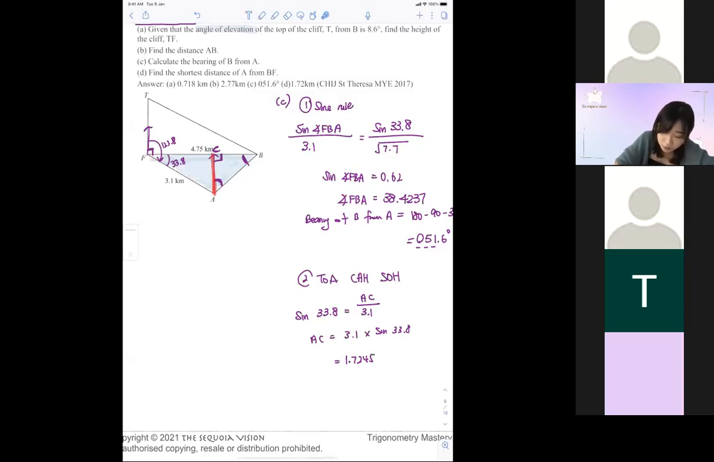Now that you have this length and you have this length, you want to find this angle. So this is A, and you have the adjacent and hypotenuse, so using adjacent over hypotenuse, we use cosine. So cosine of angle CAB is equal to AC over AB. AB is 7.7, right? So we can find angle CAB.